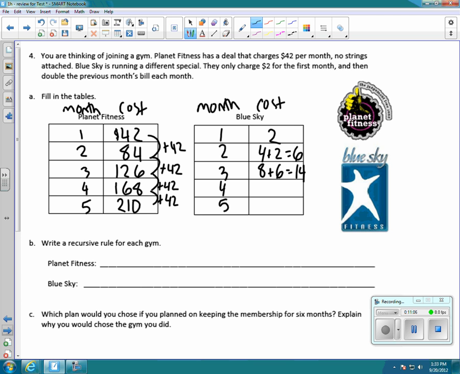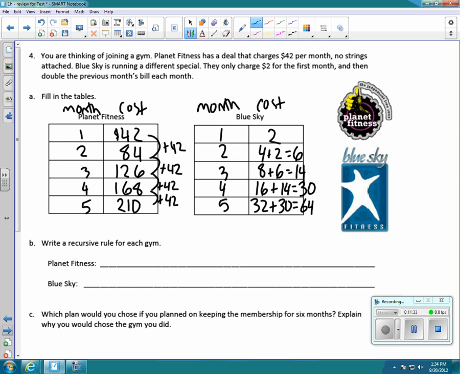And now we're going to double the month before's bill, which is now 16, and we're going to add it to the 14 that we paid the month before, which is $30. And now if we double the 16, then we're going to get $32. If we add it to the $30, then we're going to have $64. So this is how much money that we have spent on these gyms so far. So write a recursive rule for each gym.